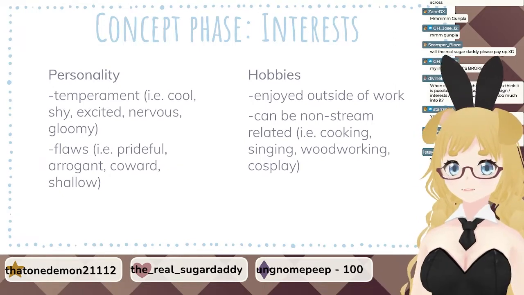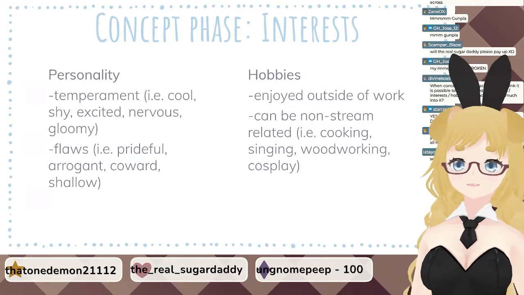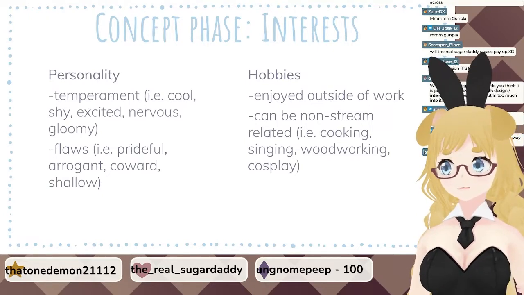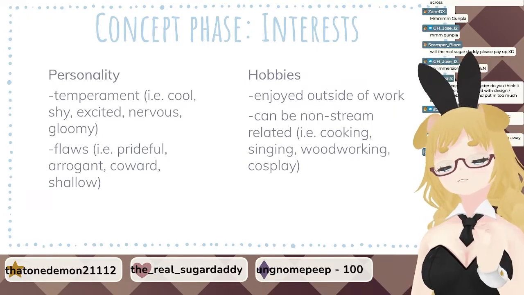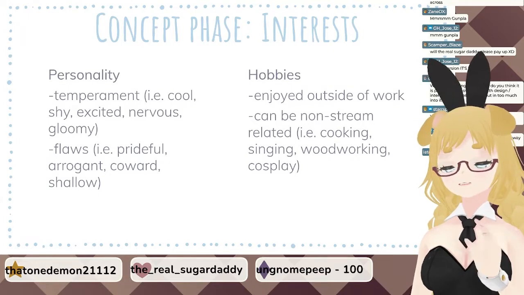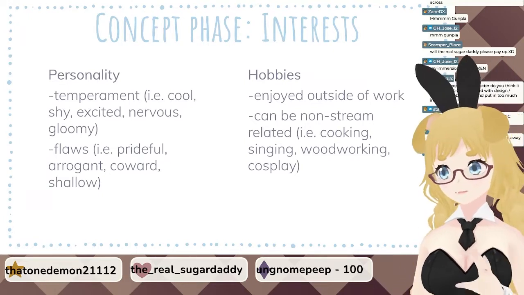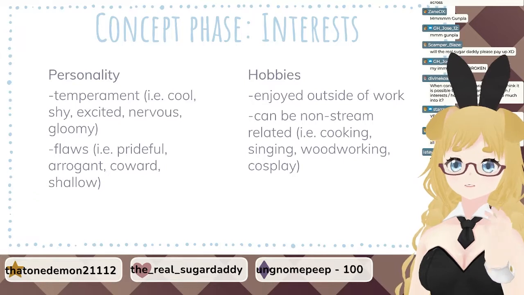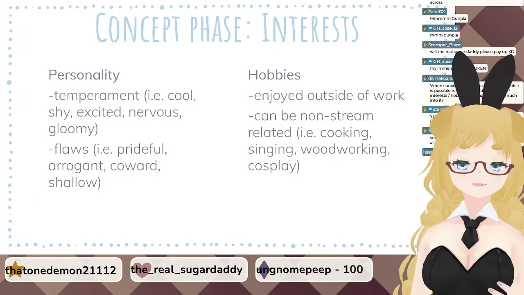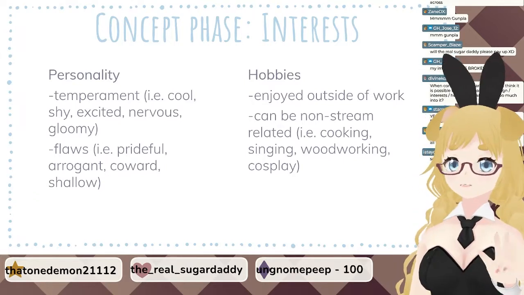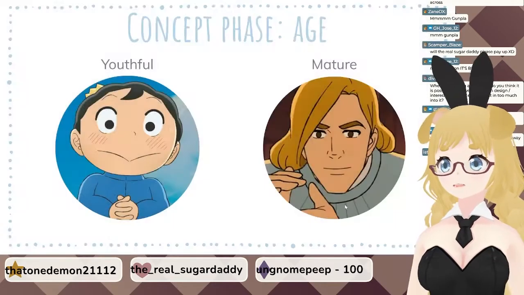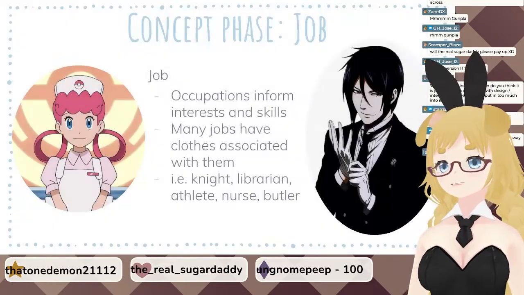Get messy with the concept phase. Throw everything at the wall, see what sticks. That's totally cool. But definitely, I would say choose like 5 adjectives. If you're really struggling, if you have a lot of ideas, choose just 5 adjectives to describe your VTuber design. And again, you can always go back and change it. None of this is set in stone yet. I'm going backwards, I'm sorry.